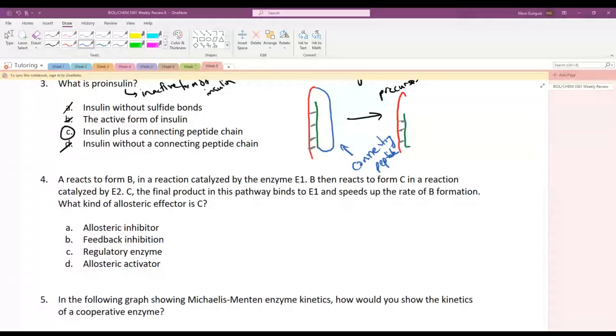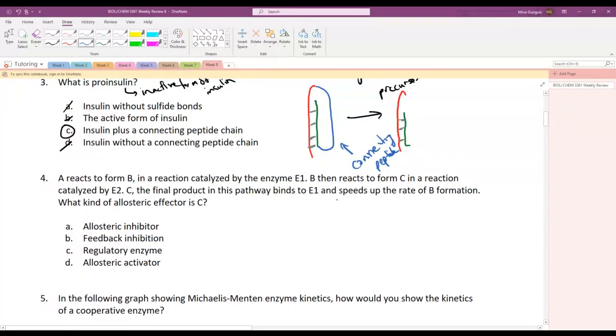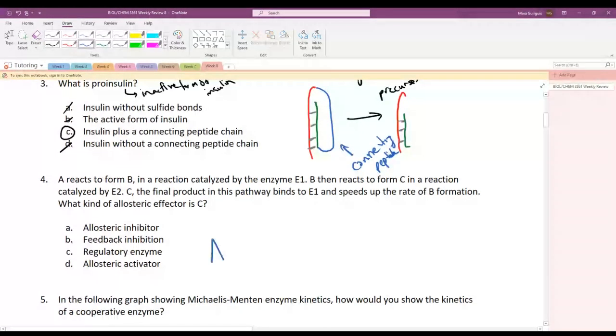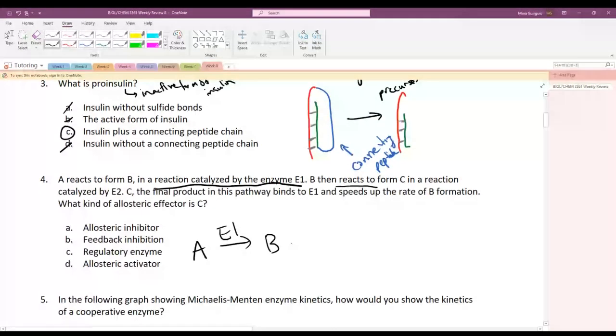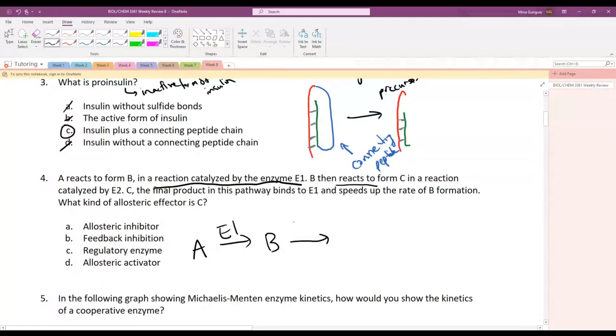And when I get these kinds of word problems, I don't like to just try to figure it out from this. I like to draw almost the reaction pathway or the map of that reaction. So it tells me A, oh, actually, let me switch to the black. There we go. It tells me A reacts to form B, and that reaction is catalyzed by E1. So I'm going to put E1 above this arrow. Okay. B then reacts to form C. Okay, so that's this part. A reaction catalyzed by E2. Awesome. Okay, so that's what we're actually dealing with here. First two sentences, reaction pathway, done.